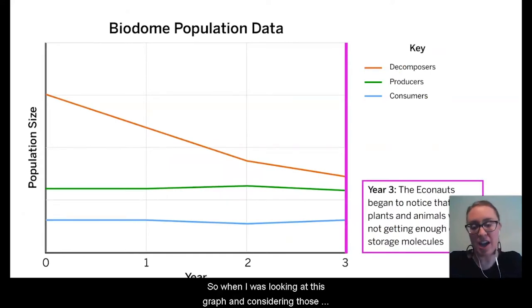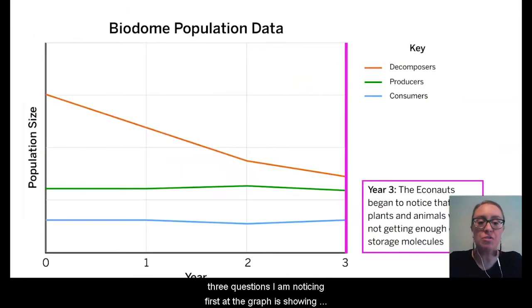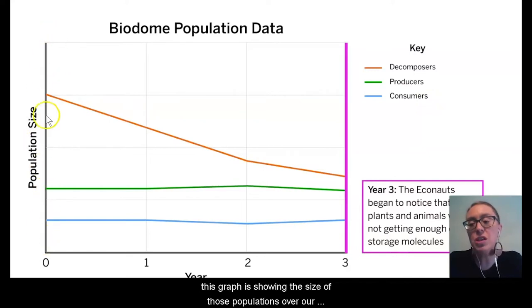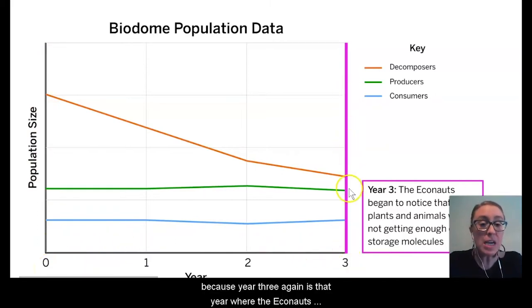So when I was looking at this graph and considering those three questions, I am noticing first that the graph is showing biodome population data of three different types of living things within our biodome. It's the decomposers, the producers, and the consumers. And that this graph is showing the size of those populations over our time. And it's going from year 0 to year 3, because year 3, again, is that year where the Econauts began to notice that the plants and the animals were not getting enough of those energy storage molecules.